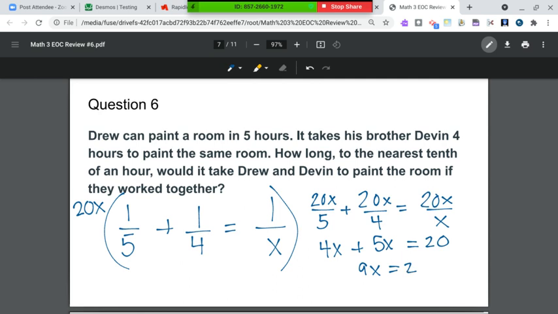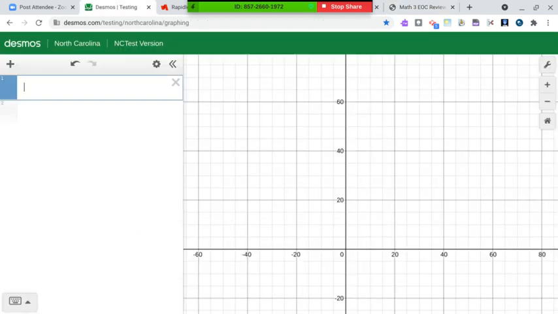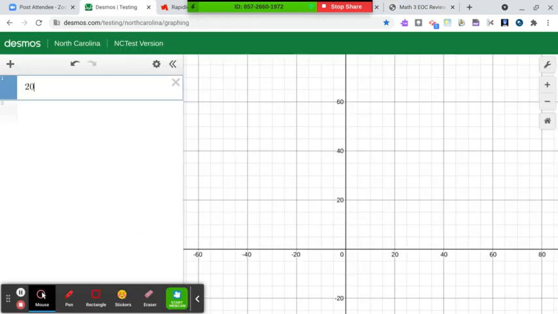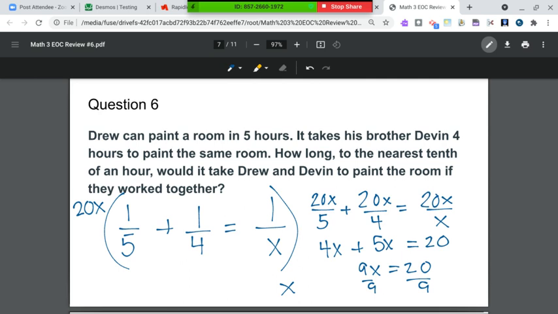9X equals 20. Divide by 9. X is, let's go to Desmos, 20 ninths, 2.2 hours if they work together. Okay. Are we good with number 6?